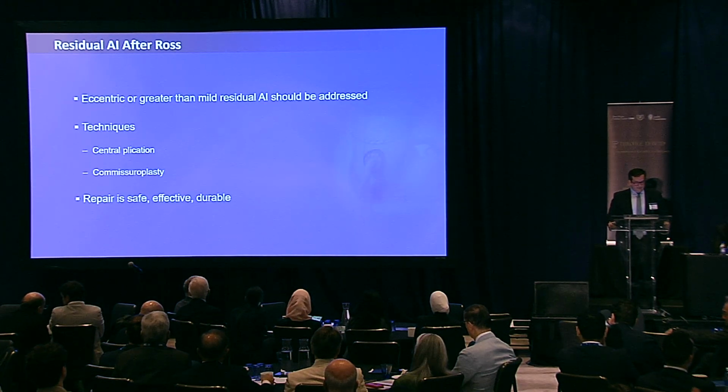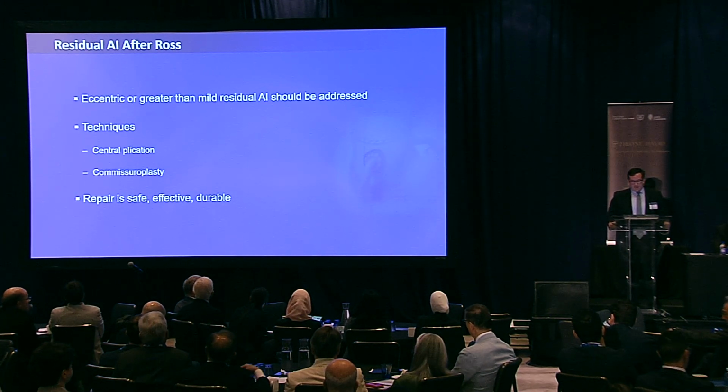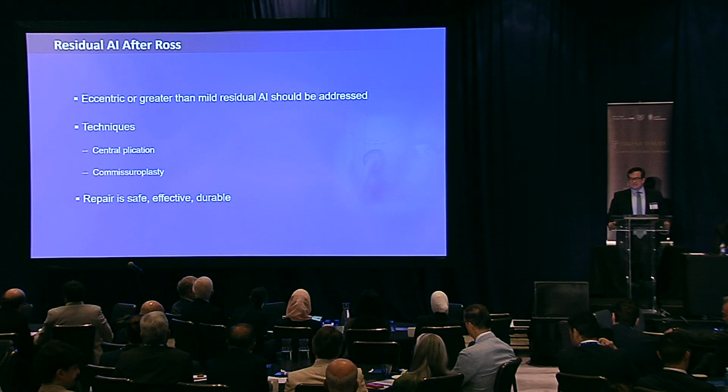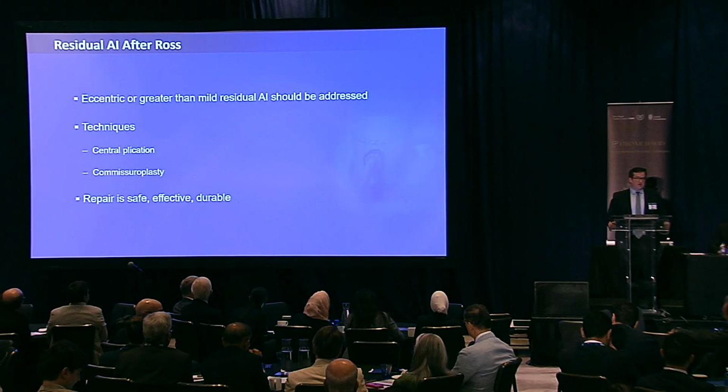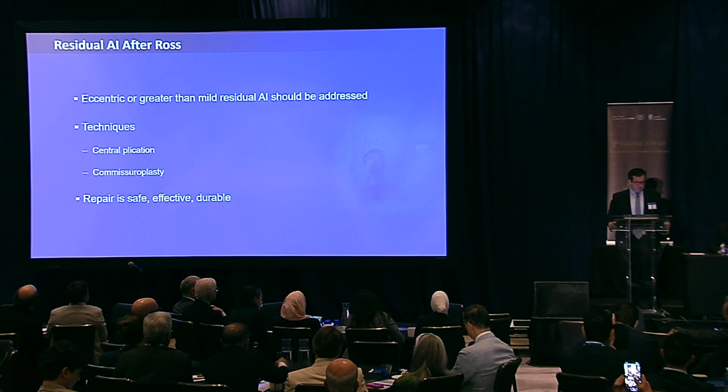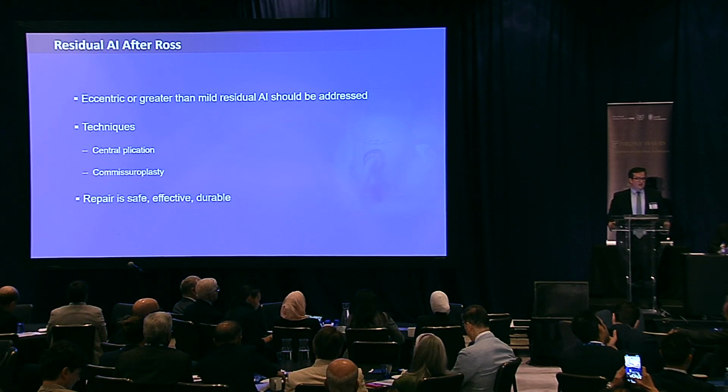So in summary, eccentric or greater than mild residual AI should be addressed. It's not something that you should leave and cross your fingers and hope for the best in the long term. You employ techniques of central plication and commissuroplasty, and this is all based off of your imaging. There's not a lot of intraoperative analysis you can do. And when done, it can be safe, effective, and quite durable.